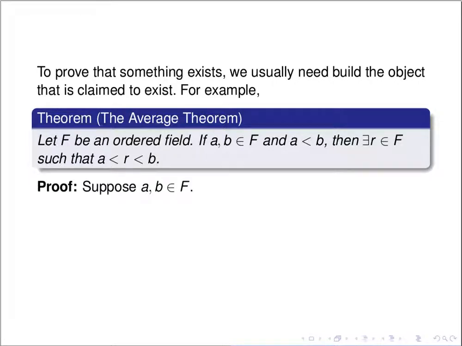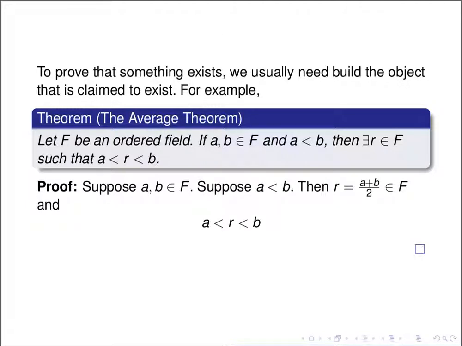So let's suppose that A and B are elements of the field. Let's suppose that A is less than B. Then we can just build the element R by just taking the average, A plus B over 2. Then I'm going to leave it to you to verify that A is less than R is less than B. Really, a foolproof proof, if we weren't pressed for time as in this video, would demonstrate that R is really between A and B. You know that the average is between those two numbers, but it would be appropriate to verify that in the proof.